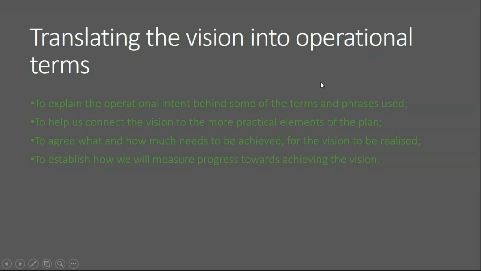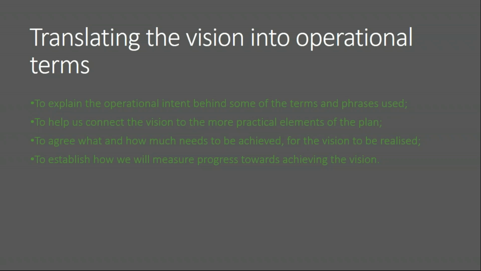Okay, so now that we have our big wordy and in some cases quite difficult to get your hands around vision statement, we want to translate this into operational terms so that we can see what it actually practically means for people working on the ground. So operationalizing the vision is about explaining the operational intent behind some of the terms and phrases used. And sometimes there was no operational intent, so we have to discuss it and decide what that means to the group. We really want to connect the vision to the more practical elements of the plan, and this will be the first step in that.